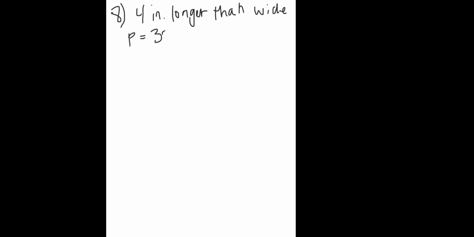Number 8. This one says the length of a rectangle is 4 inches longer than it is wide. If the perimeter is 32 inches, what are the dimensions of the rectangle? So we want to know what the width and the length are for this particular problem.